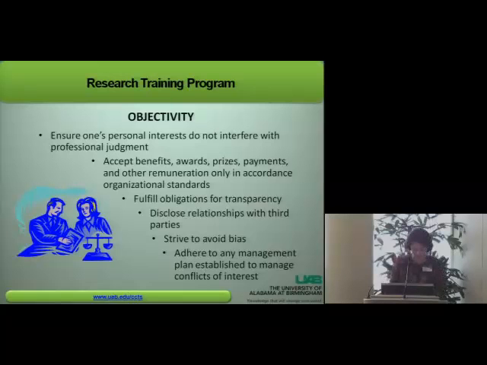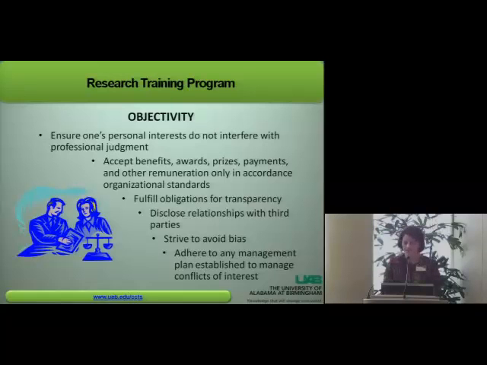Another element of codes of conduct is objectivity. It implies really in all contexts, but it's critical for research. So we'll spend a little bit more time here. What we mean is to ensure one's personal interests do not interfere with their professional judgment, that our personal roles don't interfere with our professional roles.